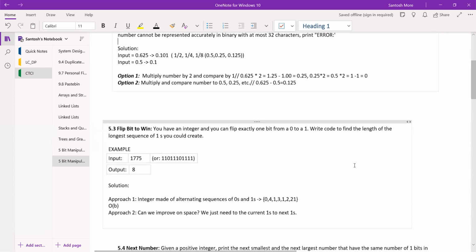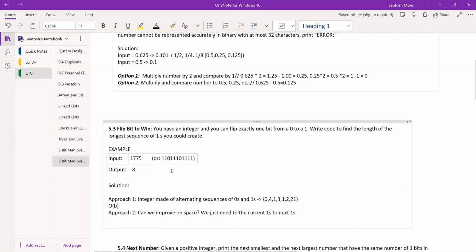So this is one problem where it talks about flip a bit to win. What it means is you have an integer, and you can flip exactly one bit from 0 to 1. So you have to flip a 0 bit to 1, and then write code to find the length of the longest sequence of ones you could create.